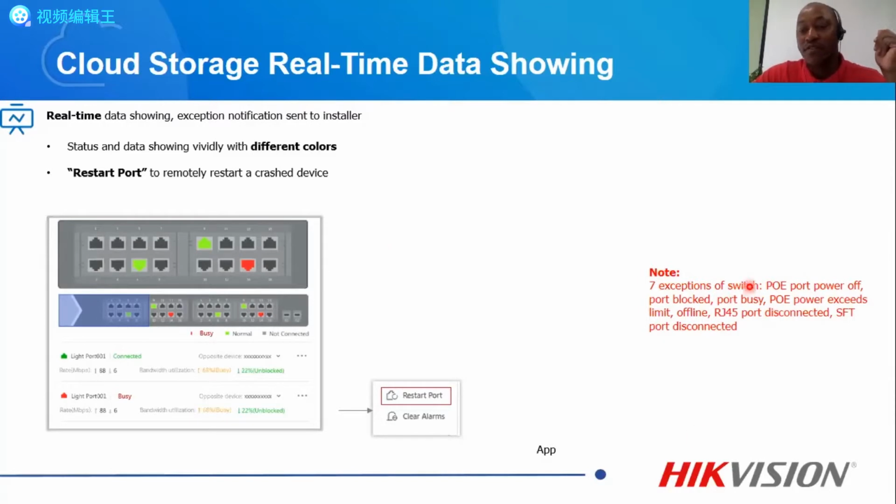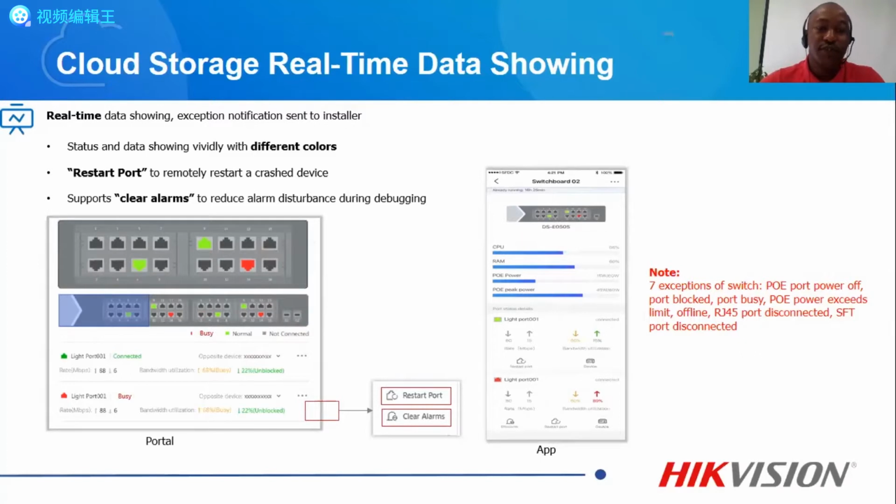So all these exceptions, if they were to occur on the specific switch, you're able to get all those notifications coming through on your HikProConnect. And even the whole switch itself, if you needed to reboot the whole switch remotely, you are able to reboot this whole switch, not the port itself, but the whole switch. If you needed to, you can reboot that whole switch remotely as well.